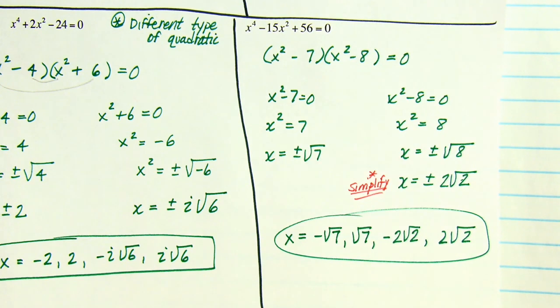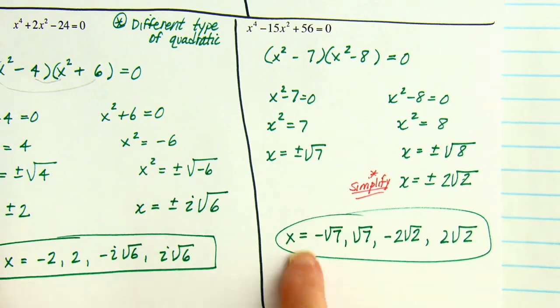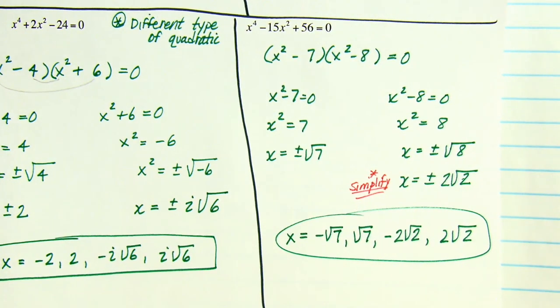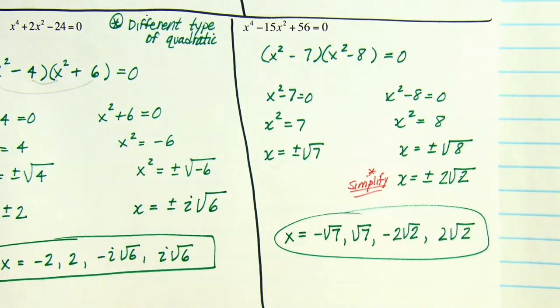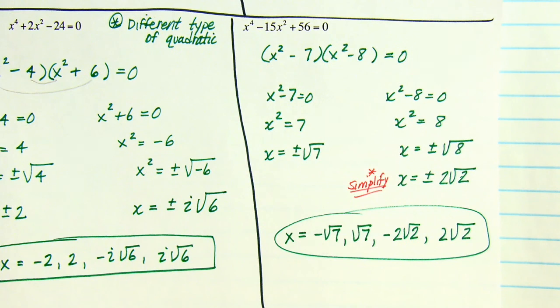Okay, so if you are rusty on that, go back, take a look at that again. And here I have 4 real solutions. This time x is equal to negative root 7, positive root 7, negative 2 root 2, and positive 2 root 2.